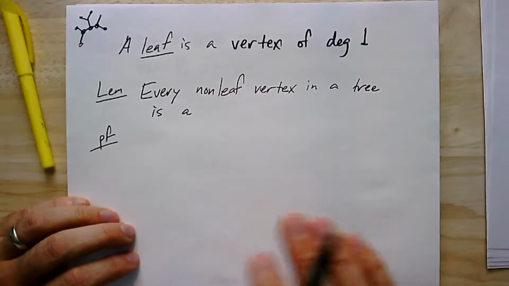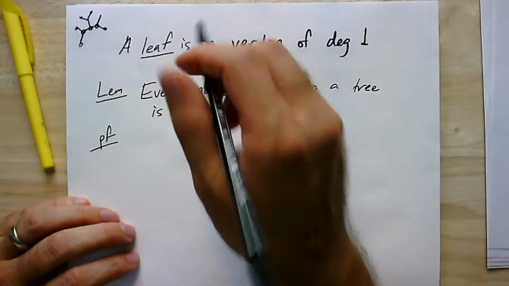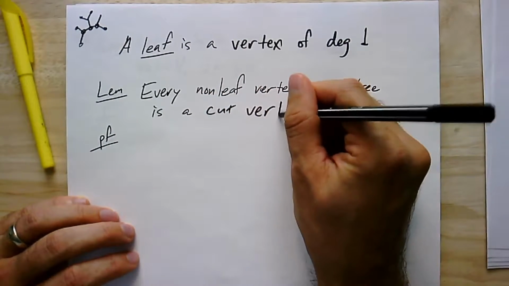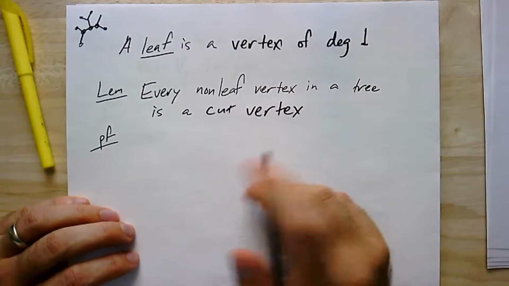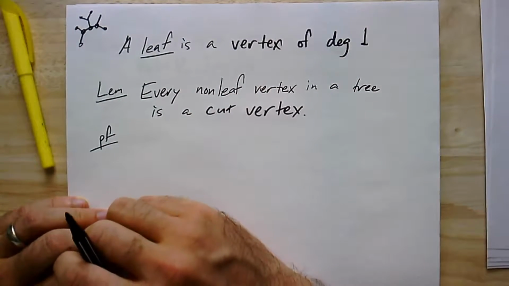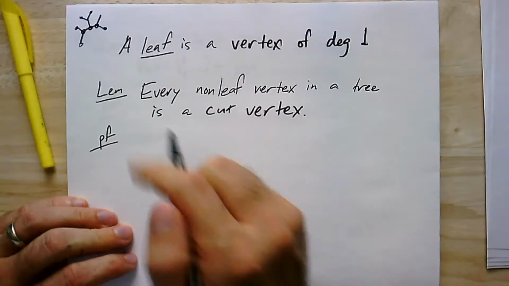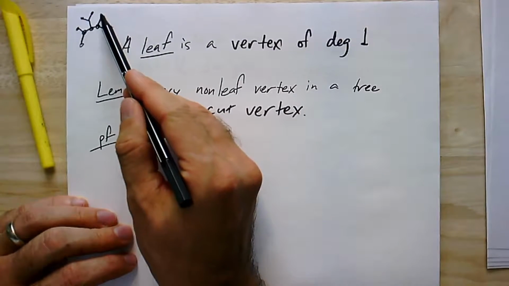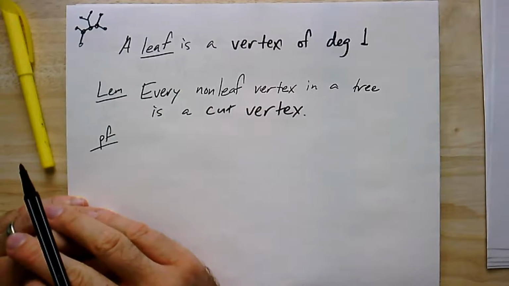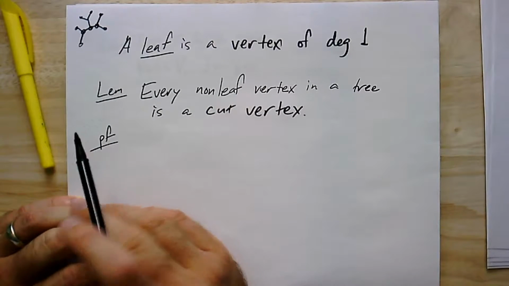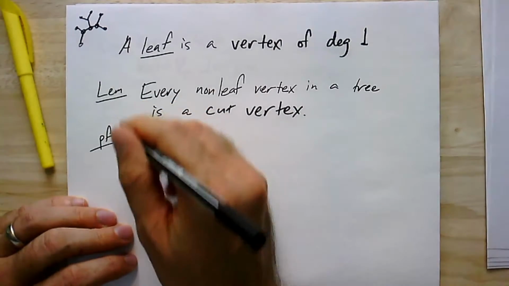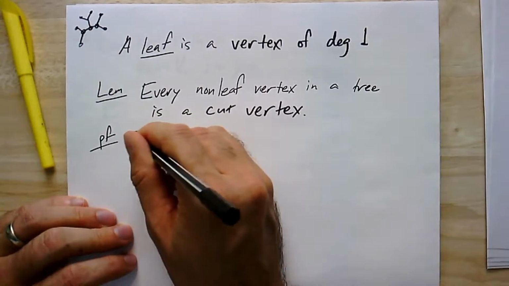Now, every non-leaf vertex in a tree is a cut vertex. And remember, this is from the definition of K-connectivity. A cut vertex is a vertex whose removal leaves you with more than one connected component. You'll notice that if I were to remove a leaf, the graph stays connected. But if I remove a non-leaf, what I'm going to end up with is multiple connected components. Right? And now let's just prove this lemma. It's not too hard to work out.